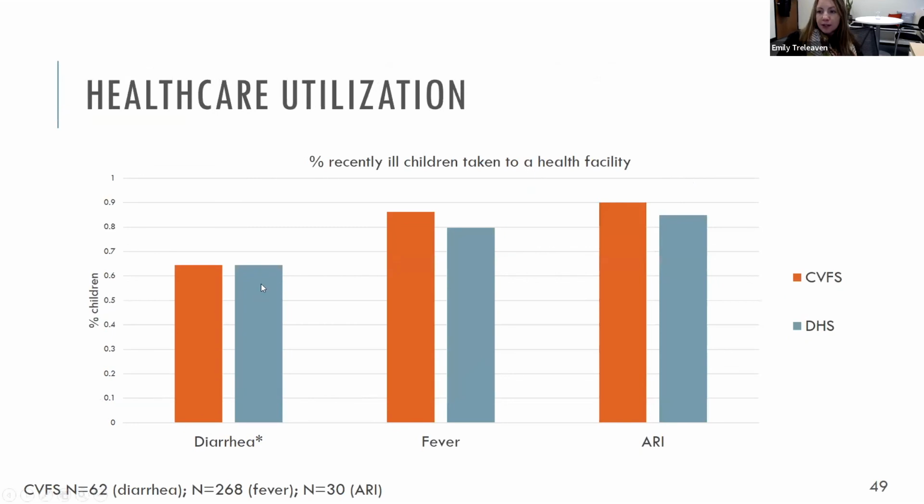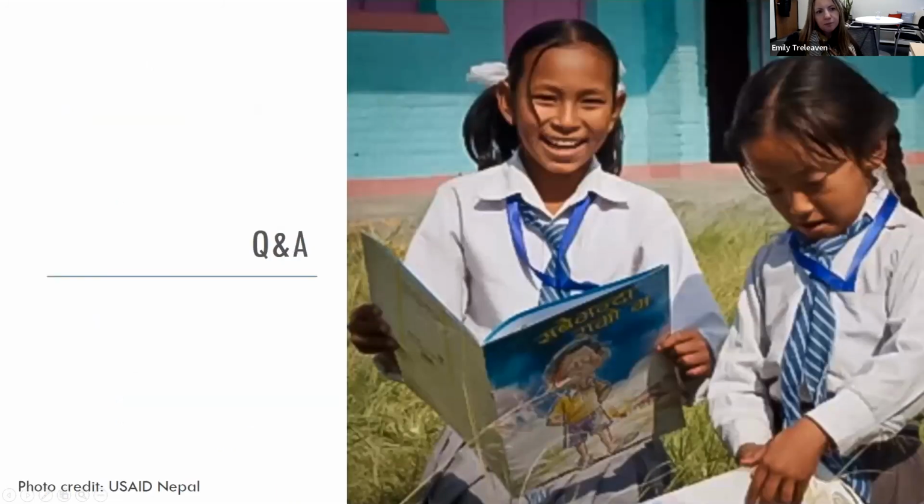And then we see really similar rates of healthcare utilization among recently ill children. So for children that had any of these symptoms within 2 weeks preceding the survey, this is the proportion that were taken to a health facility for treatment. So slightly higher rates of being taken to a health facility in CVFS for fever and ARI, but I'm not sure that these are significantly different.